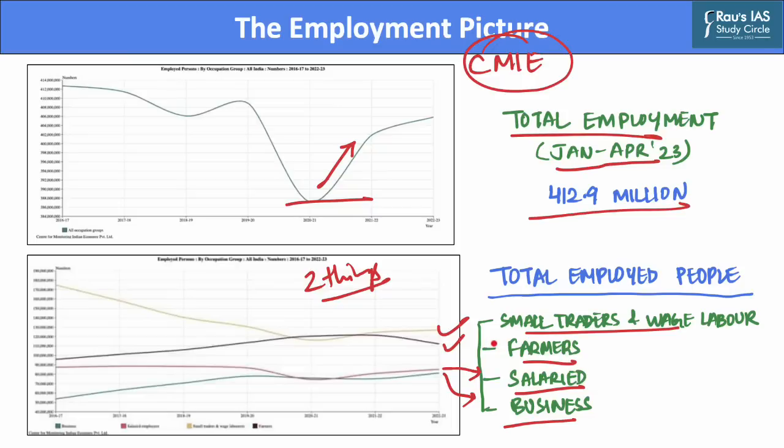Now the second thing to note is that only one category among these 4 has recovered from the pre-pandemic level. And this category is that of people who are employed in businesses.